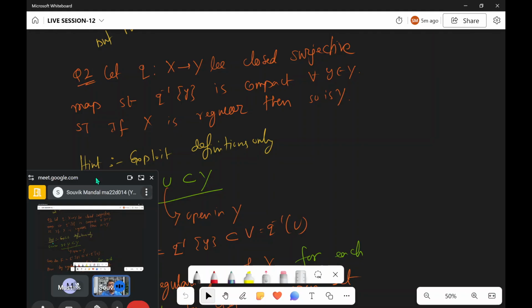As per the hypothesis, there is a map Q from X to Y which is closed and surjective, and the inverse image of a singleton is compact. Under this assumption, we need to show if X is regular, then Y is also regular. The argument which I gave is nothing but exploiting the definition only. But I must admit that this way of proof is quite tricky. It is not straightforward, although it is not difficult. So now let me explain the argument.